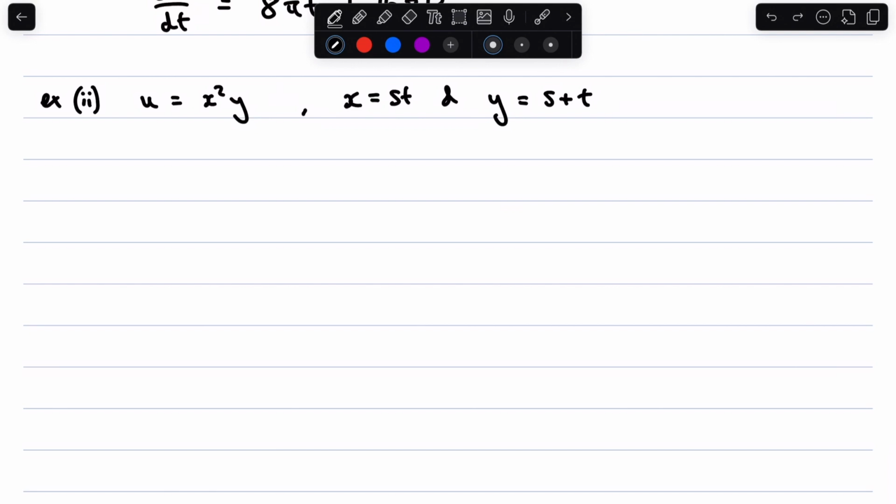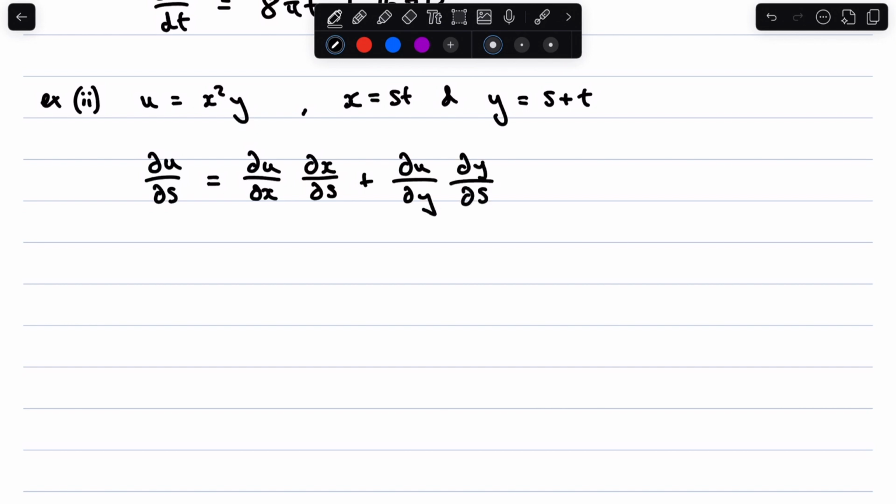So for the first one, let's use partial ∂u/∂s, and that's going to be partial ∂u/∂x, partial ∂x/∂s, and I won't say the rest, but you get the picture. And I'll leave it to you to do all of this differentiation, and it's quite simple, but times it all out and you'll see that this becomes 3s²t² + 2st³.